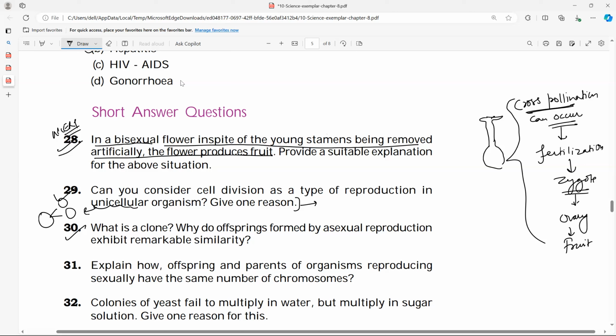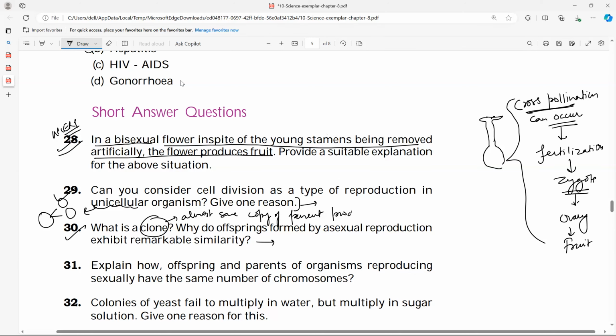What is a clone and why do offspring formed by asexual reproduction exhibit remarkable similarities? Tell me. A clone is a young one formed after asexual reproduction, and since the young one is formed from a single parent, it shows remarkable similarity, and it does not include two different gametes. It's from a single parent. So simply the keyword for this one is that clones are an exact copy of a single parent. Exact means we are not saying that it is 100 percent, you can say almost the same copy of the parent.